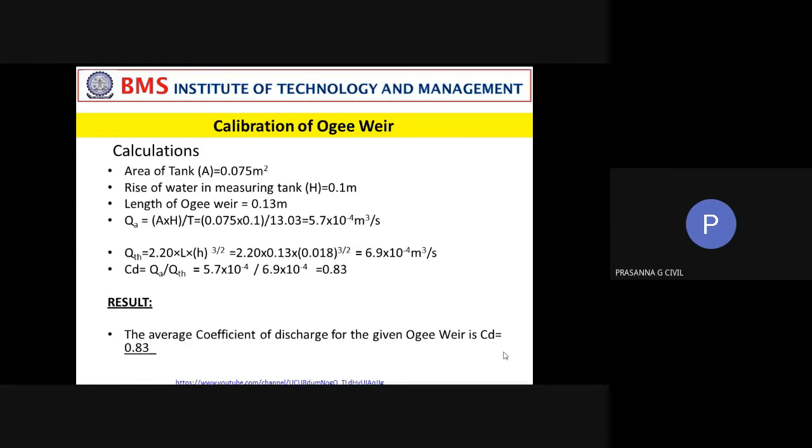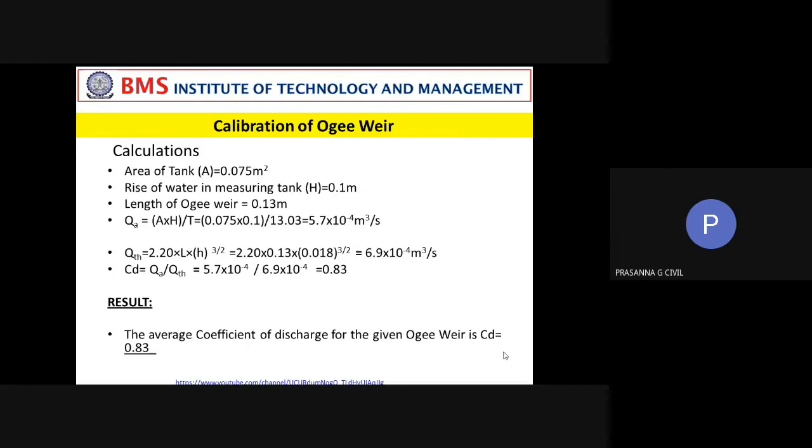Q theoretical is 2.2 into L into H, where L is the length of the ogive, 0.13 meters, and H is the head over the weir, so 0.018 as from the tabular column, and calculated as 6.9 into 10 raised to minus 4 meter cube per second.